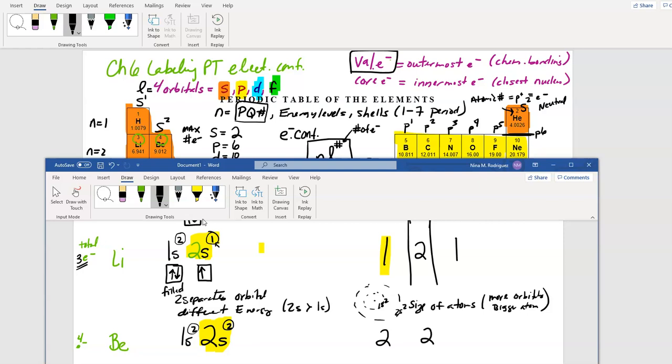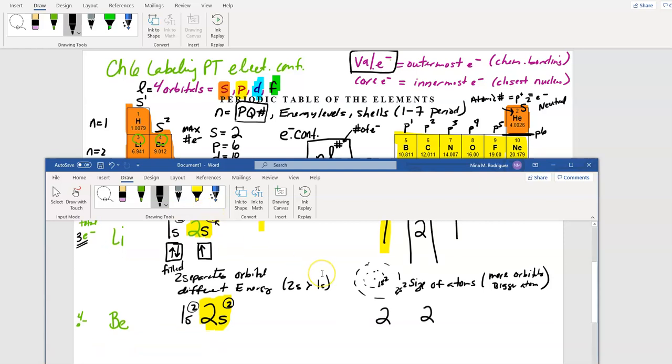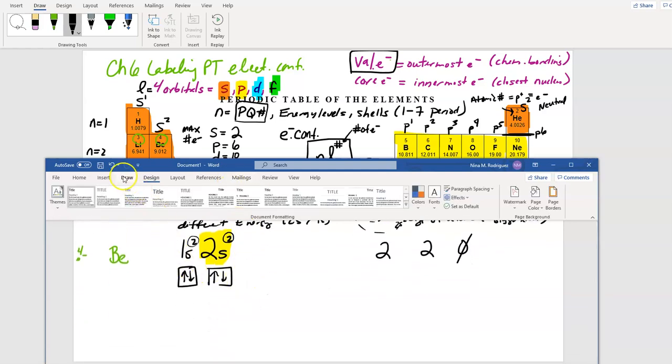And how many are unpaired? Okay. Eventually, you're going to do this without the boxes. Only do it if you need to. Well, you got to remember, an s can only hold 2. And they're all filled up. And that's it. So how many are unpaired? 0. Okay. Now, I am going to go to boron, but then I'm going to do a little jump. Let's see what you got.